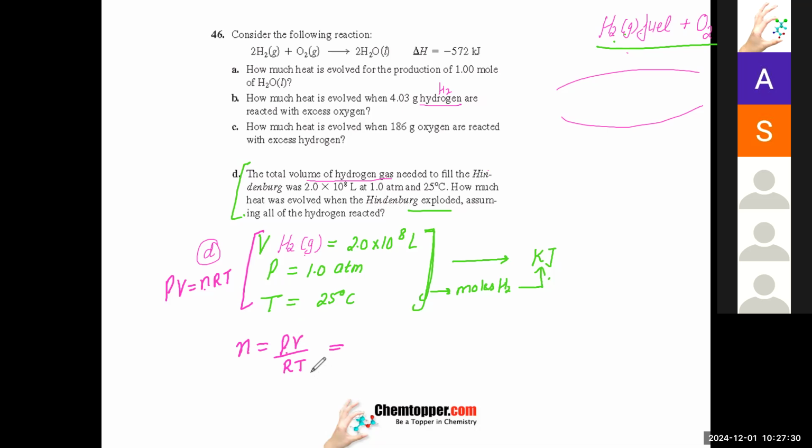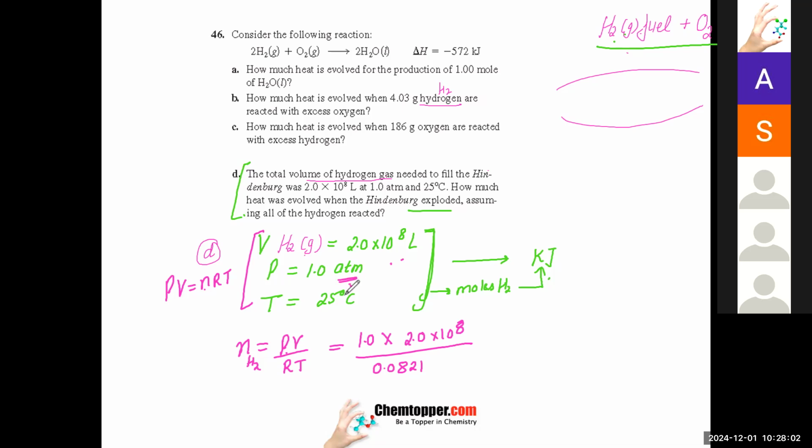Pressure is, these are the moles of hydrogen. Pressure is 1.0 atm and volume is 2.0 times 10 raised to power 8 liters. I'm checking the units: atm and liters. Divided by RT. R is, yes, children, 0.0821 liter atm per mole Kelvin.